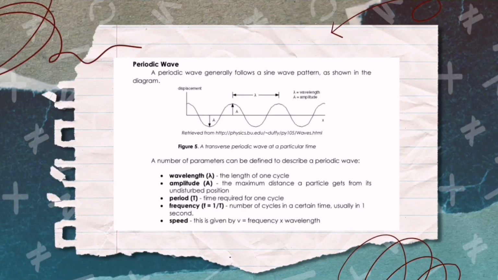Wavelength, the length of one whole wave cycle. Amplitude, the height or strength of the wave. Period, how long it takes for one whole wave to pass. Then frequency, how many waves pass in one second. Velocity, speed, how fast the wave travels. These parameters help us understand how waves move.